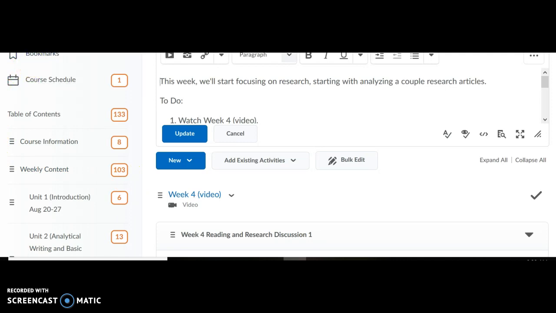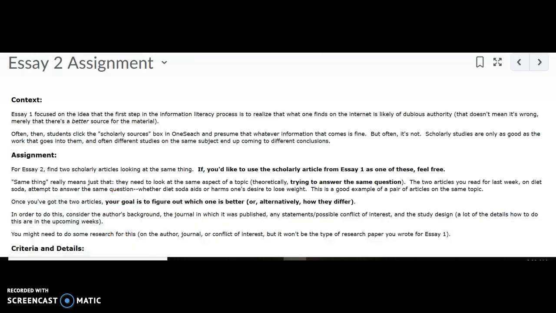So I want to go into the Essay 2 prompt real quick, and then we'll come back out. Alright, so the Essay 2 assignment. So Essay 1 focused on the idea that the first step in the info-lit process is to realize that what one finds on the internet or even in newspapers is not complete, correct, and necessarily authoritative. Doesn't mean it's wrong, just there's a better source of information out there.